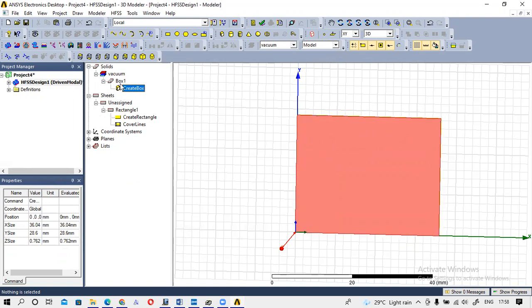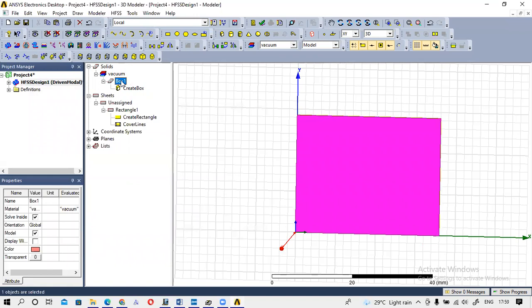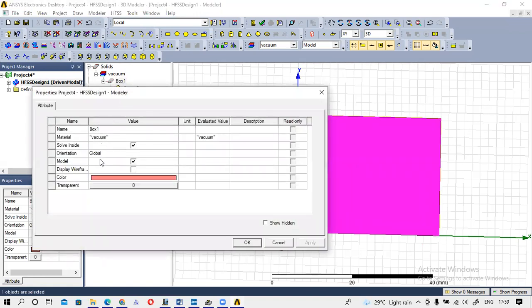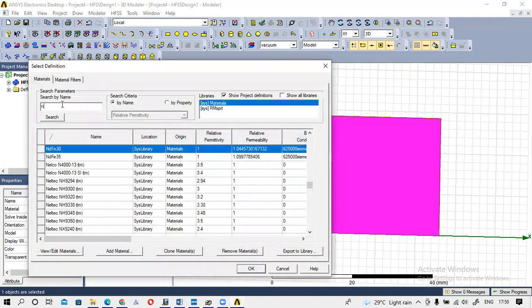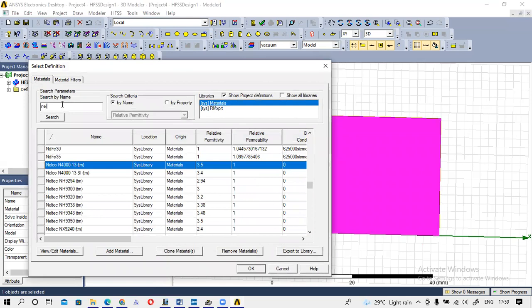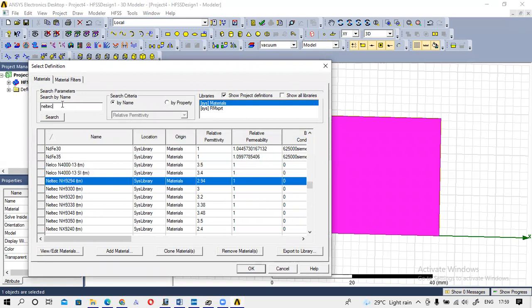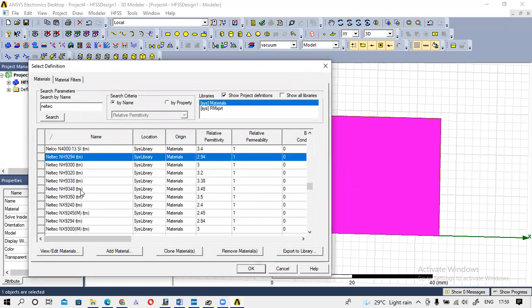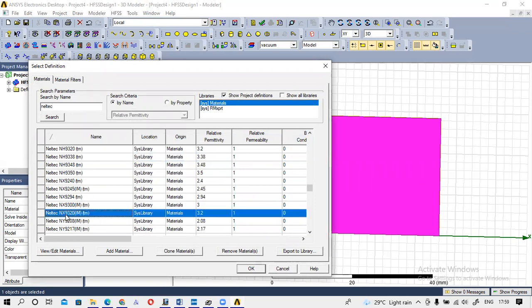Now we have to assign the material. For that, I right click on this box. Then here you have the material. Now the material is vacuum, but I have to change it. Our material is Dielectric. Normally these materials are given. So this is our material.